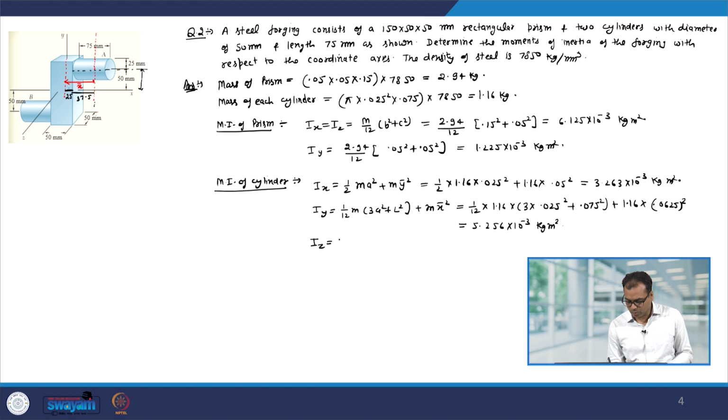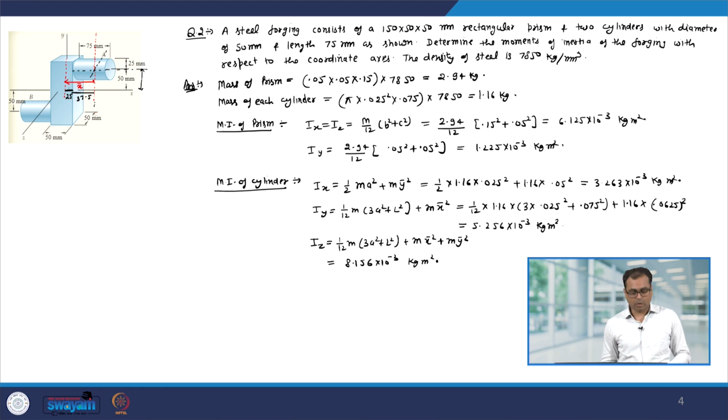Now, let us look at the moment of inertia about the z axis. So, that is equal to m by 12 times 3a squared plus l squared, plus m x bar squared plus m y bar squared. Okay. So, how do you do that? We calculate the moment of inertia about this axis, and then we use the parallel axis theorem. So, you can calculate that it is 8.156 into 10 to the power minus 3 kg meter square.